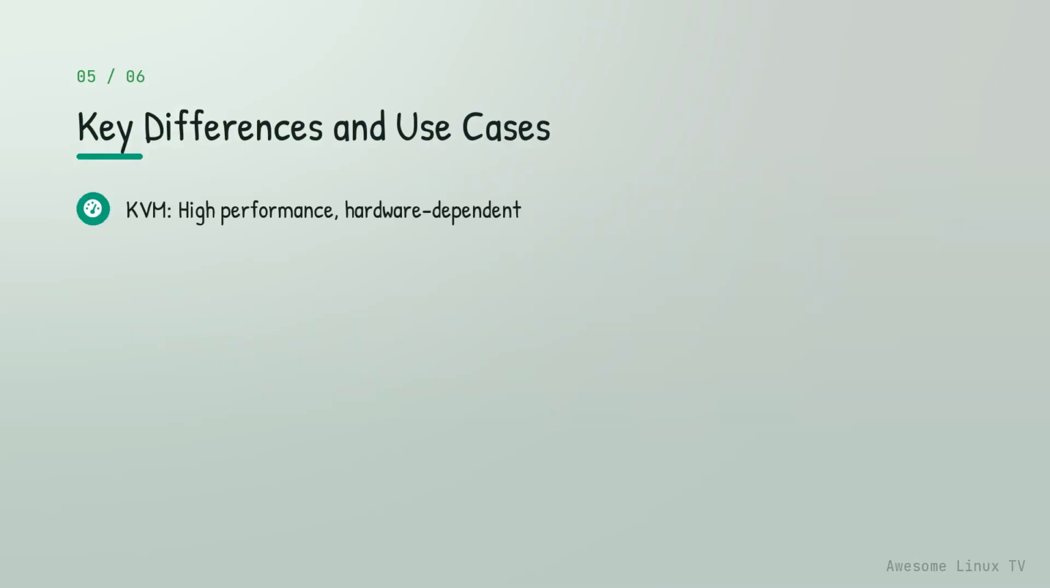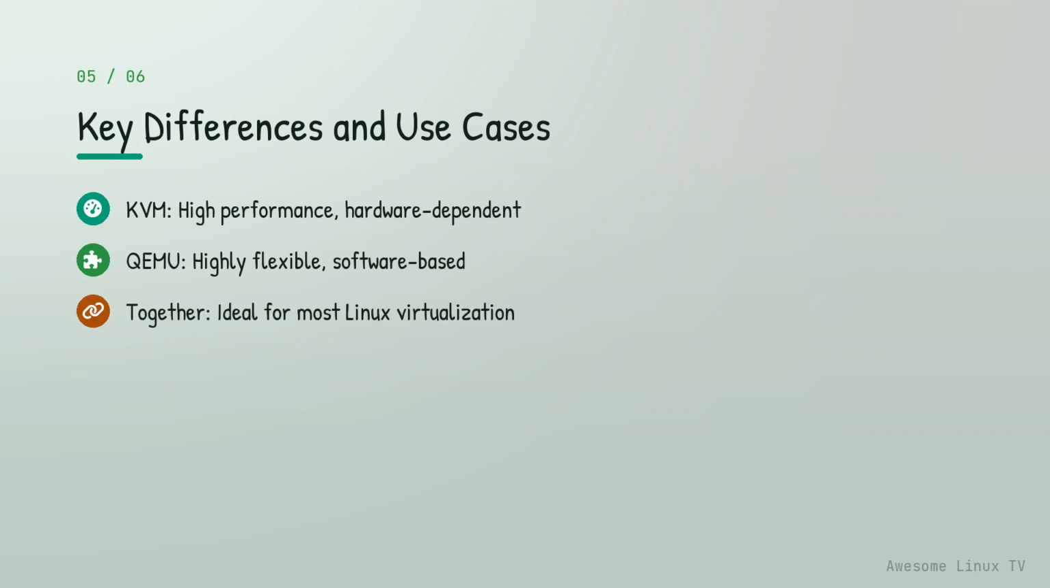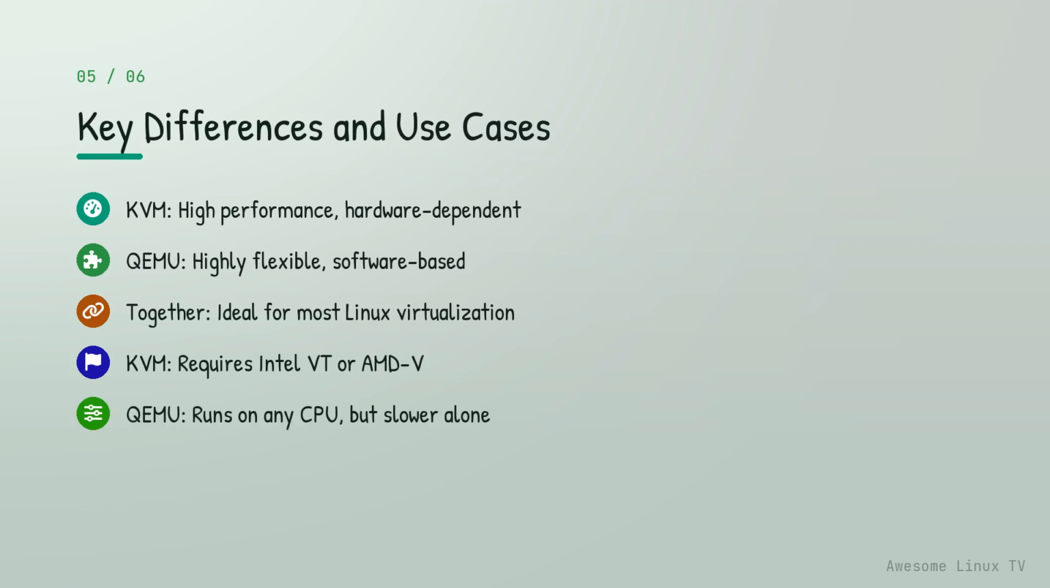So when would you use each? KVM is your go-to if you need fast, efficient virtual machines and your hardware supports it. QEMU shines when you need to emulate different architectures or run without hardware assist. Most Linux distributions package them together. Tools like Virt Manager use QEMU for device emulation and KVM for acceleration, giving you the best of both worlds.